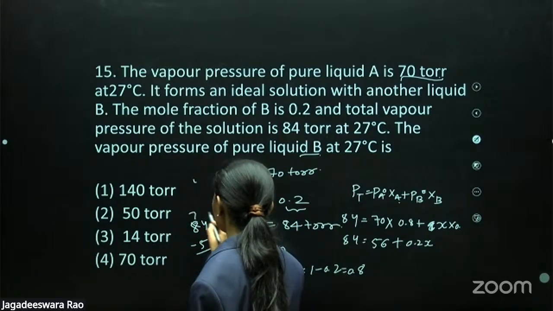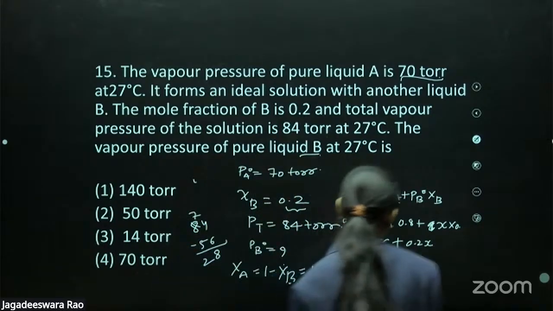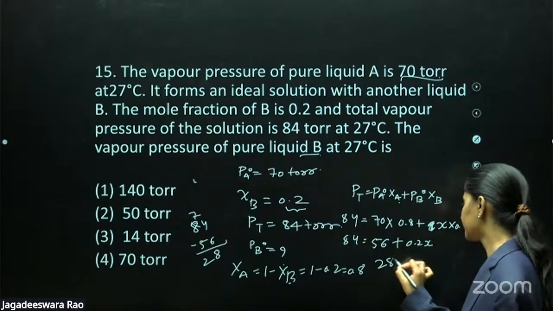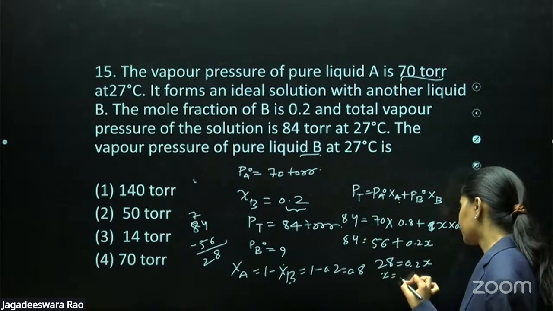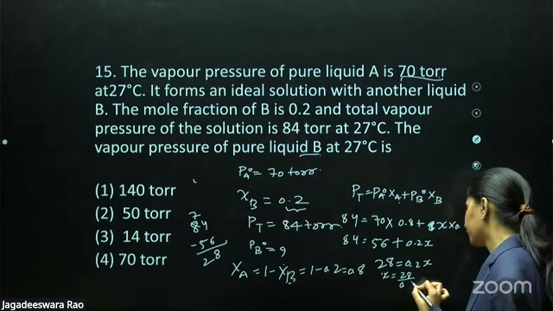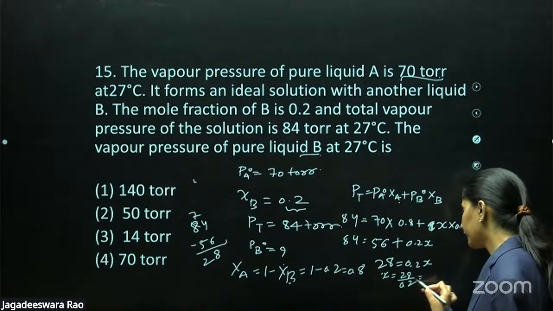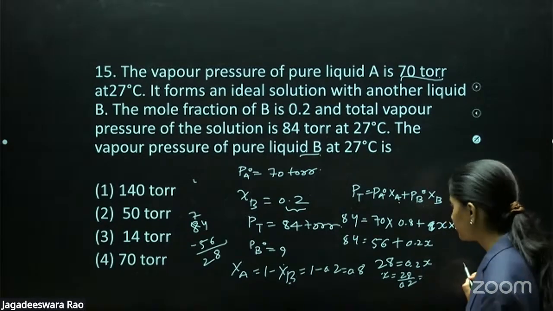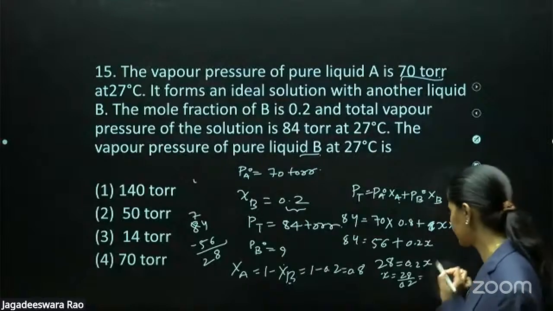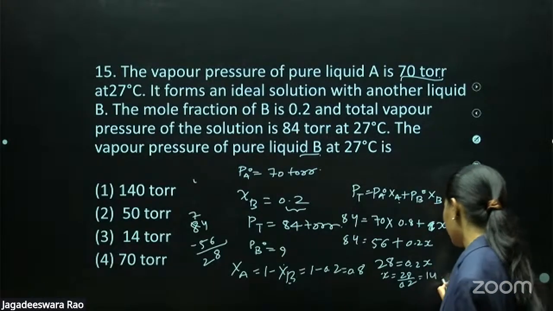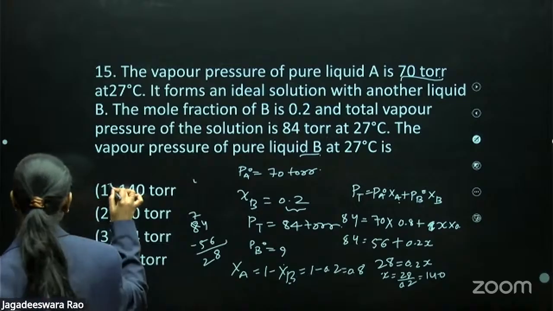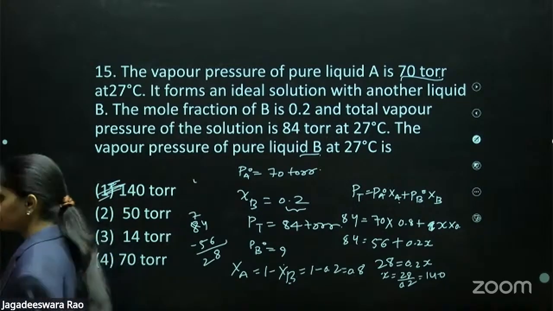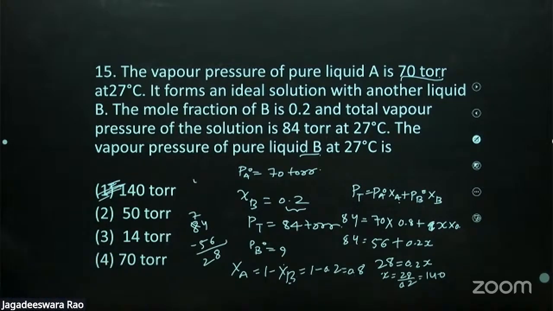It is 28. Okay. So 28 is equal to 0.2x. Then x is equal to 28 by 0.2, which is equal to 280 by 2, which is nothing but 140 torr. I got the answer as 140 torr. Check whether you also got the same answer.